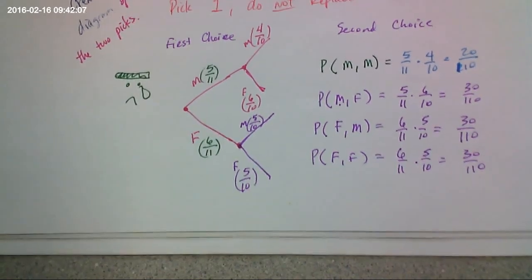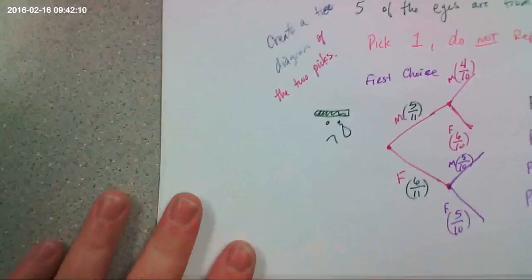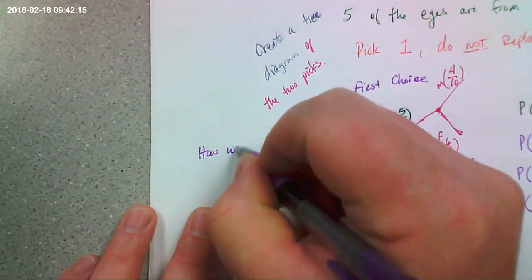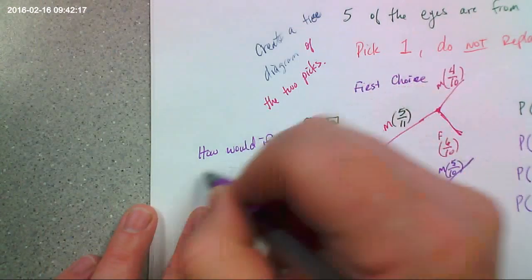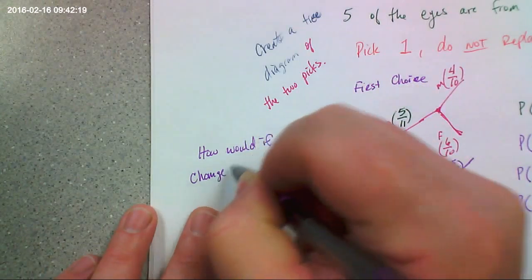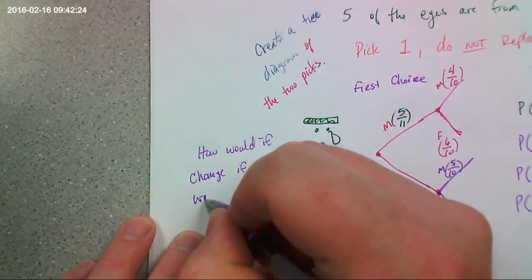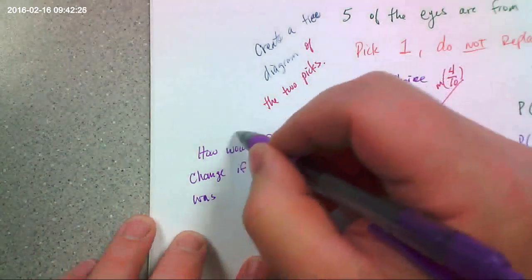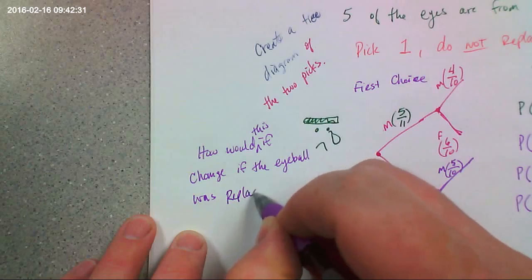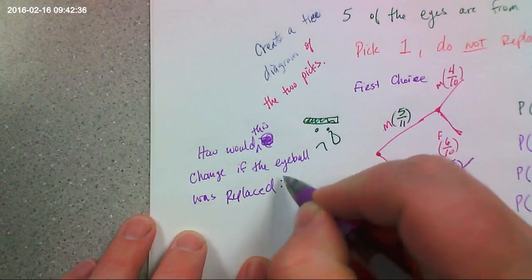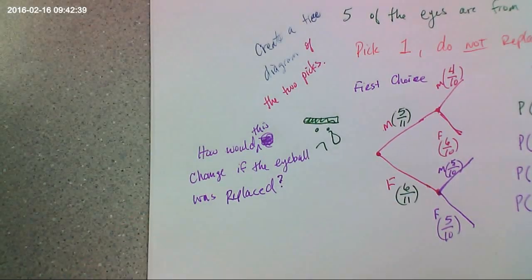All right. My next question for you is, how would this change if the eyeball was replaced? All of the pieces would stay alone. How would it change? To 121. How would it change if the eyeball was fixed? How would this change if the eyeball was replaced?